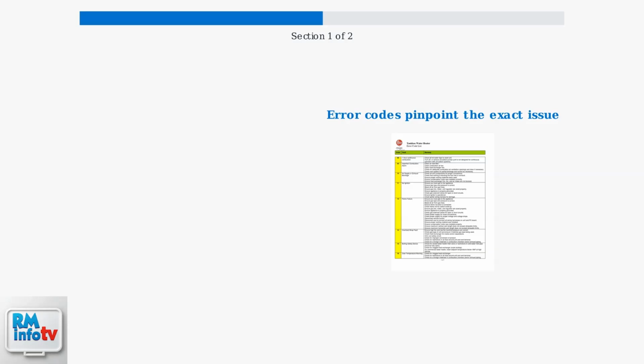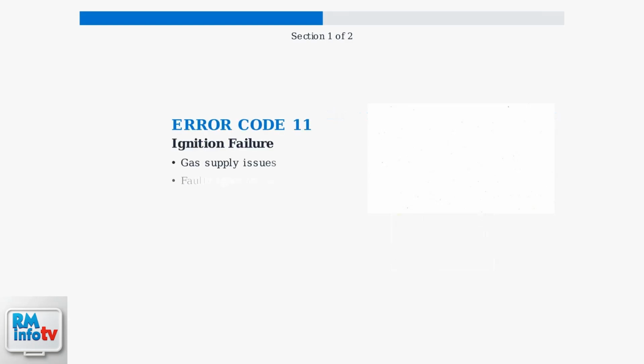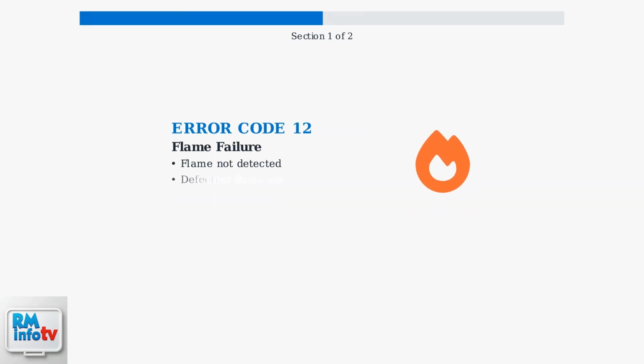Let's look at the most common error codes you might encounter. Error code 11 indicates ignition failure. This means there's a problem with the ignition system, possibly due to a lack of gas supply or faulty ignition components. Error code 12 means flame failure.